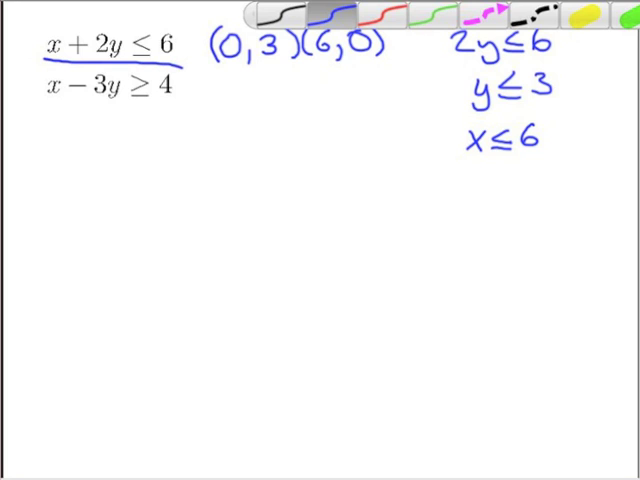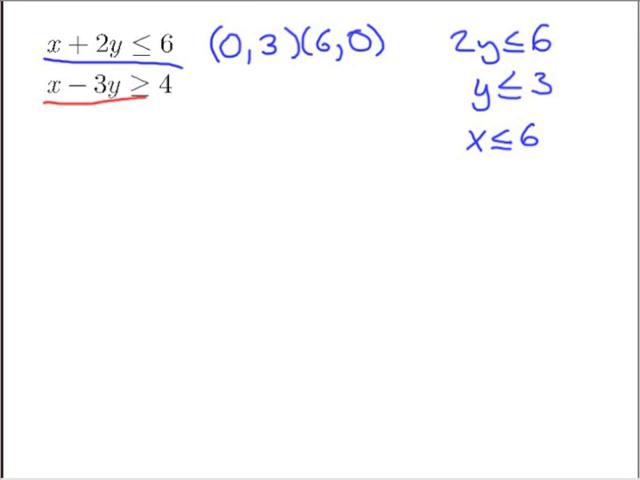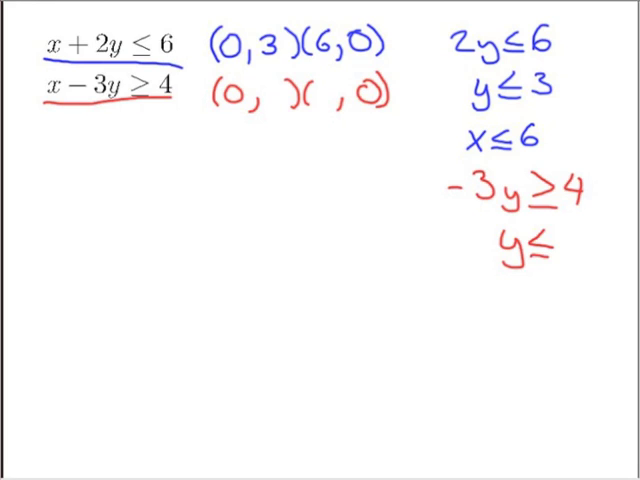Next we'll look at the second inequality. X minus 3y is greater than or equal to 4. Starting off we can plug in 0 for x, and then we will plug in 0 for y. If I plug 0 in for x, I get left with negative 3y is greater than or equal to 4. Y, in this case, because we would flip the sign, y is less than or equal to negative 4/3. Looking at the boundary line, so we're pretending it's an equal sign, we get negative 4 over 3.